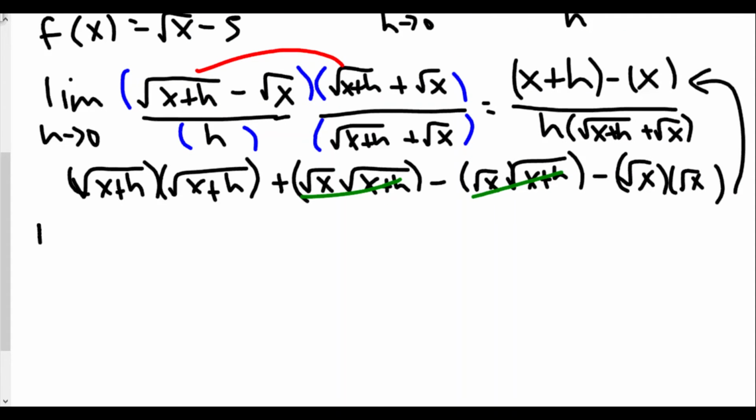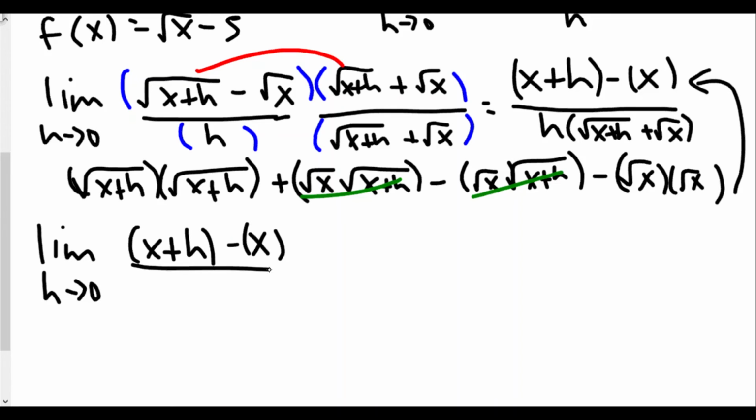So now we have the limit as h approaches 0 of x plus h minus x, all over h times the square root of x plus h plus the square root of x. Sorry, my handwriting's bad. So now in your numerator, we'll see in this case x plus negative x cancel out. And so now we just have the limit as h approaches 0.